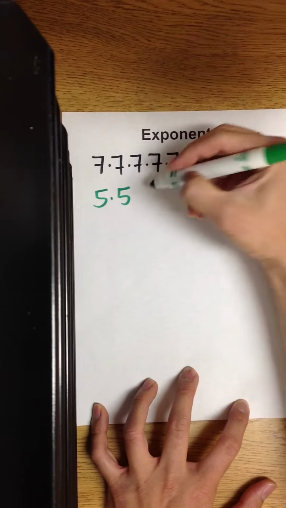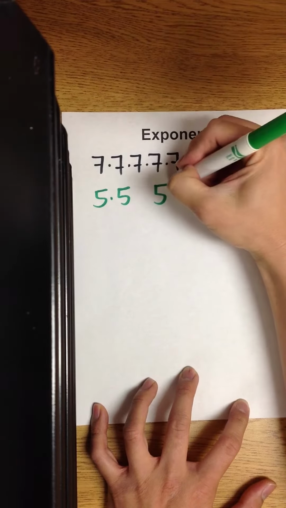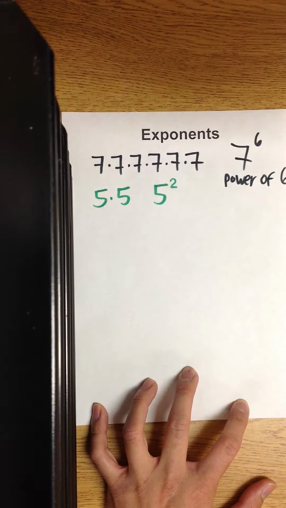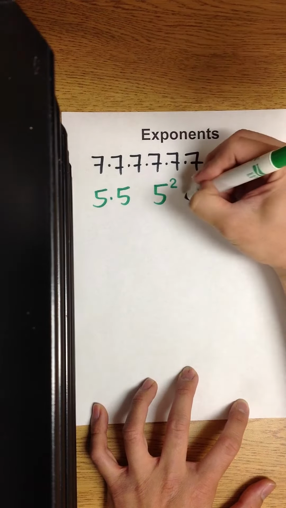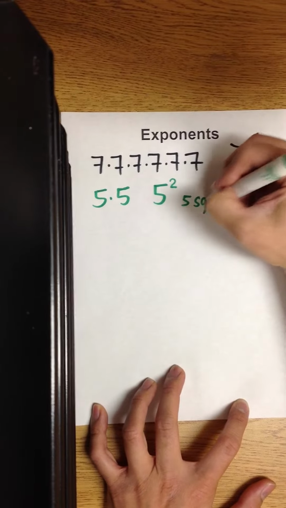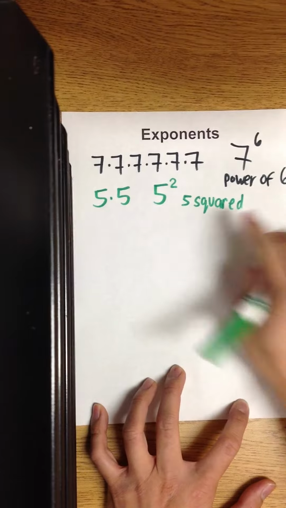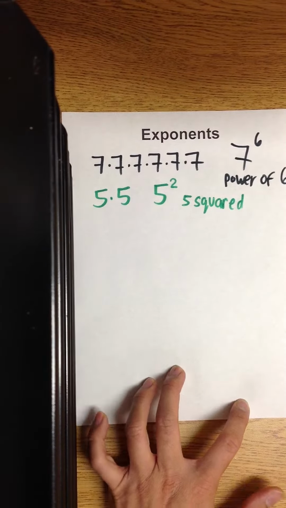What if you had 5 times 5? What is the base? 5. How many times did you write 5 as a factor? Twice. You could say 5 to the power 2 or 5 to the 2nd power. However, the correct terminology is 5 squared. When the exponent is 2, you write the word squared.